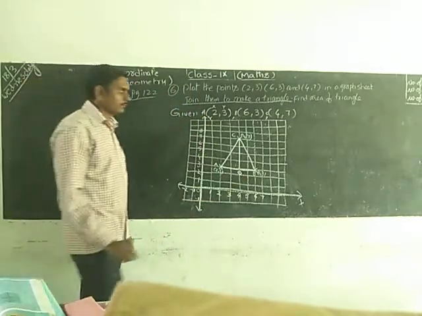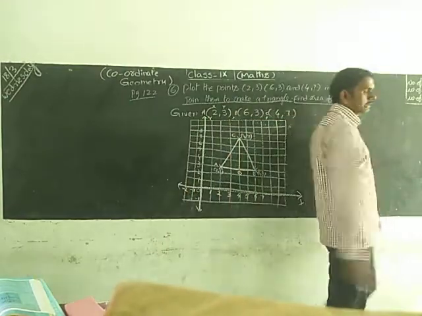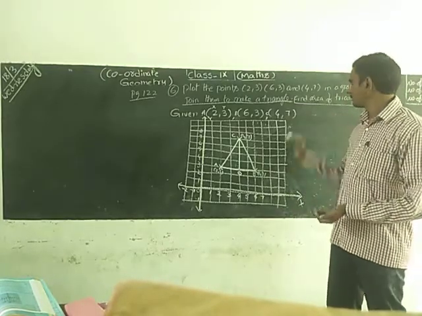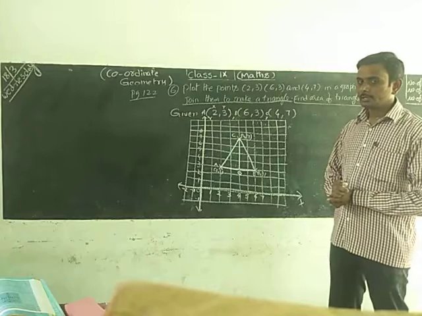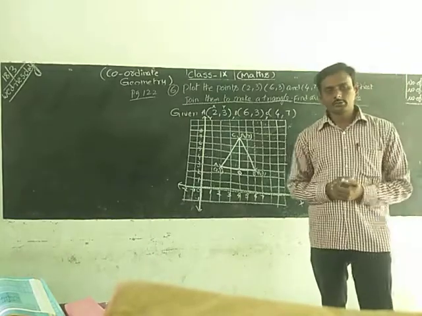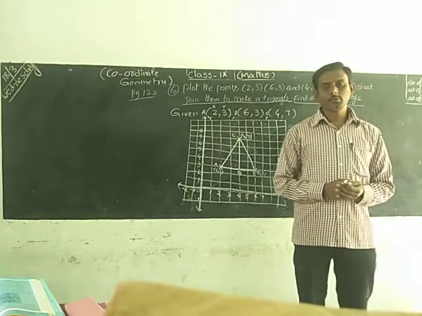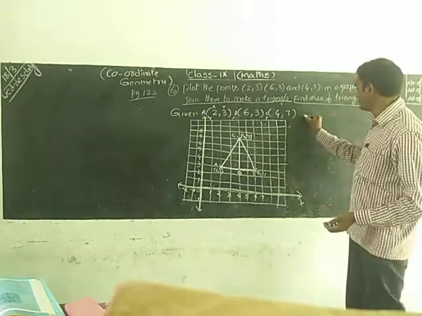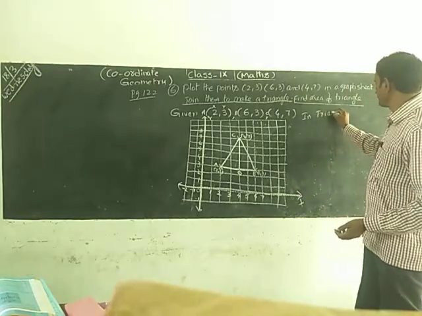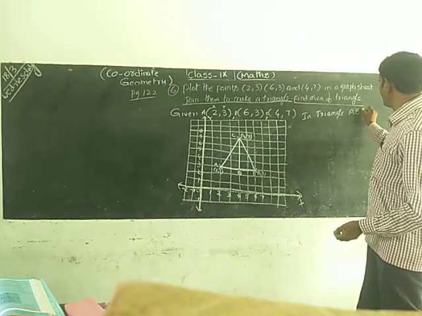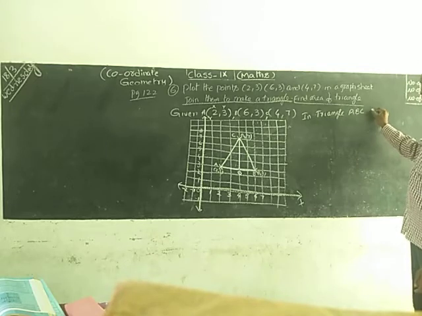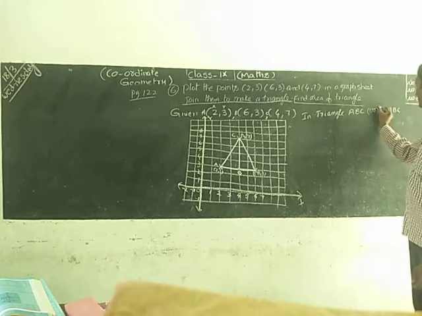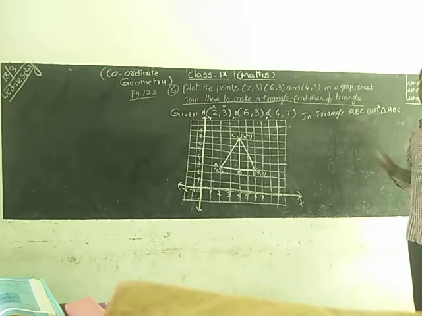After completing this, we calculate the area of the triangle. Whenever we want to calculate the area of a triangle, we have to take a formula. Area of triangle equals half into base into height. Half means 1 by 2. In triangle ABC, we can write it like this also. Any one notation you can use.